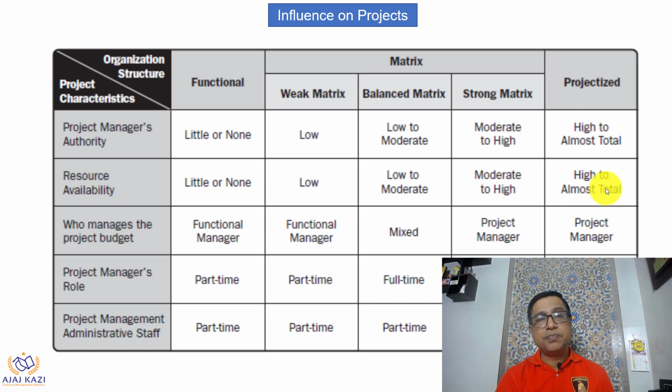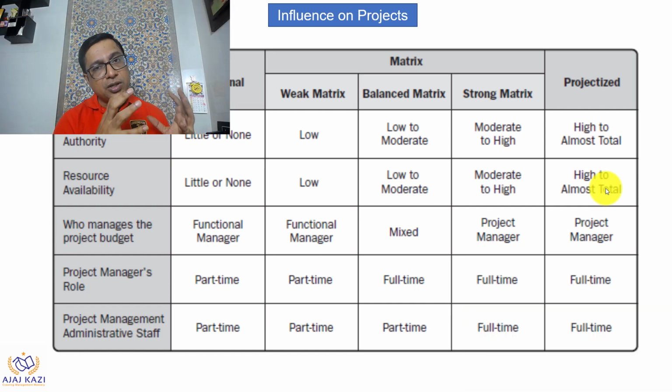Who manages the project's budget? Here in functional and weak matrix, it is the functional managers who manage the budget. In balanced matrix, it is mixed. In strong matrix, yes, project managers are managing the budget, and obviously in projectized, it is the project manager. What is the project manager's role? It's generally part-time, or none in the first two. In balanced matrix, yes, it comes. Strong matrix is full-time, and projectized again is full-time. Project management administrative staff remains the same as the project manager. So these are some of the influences on the project.